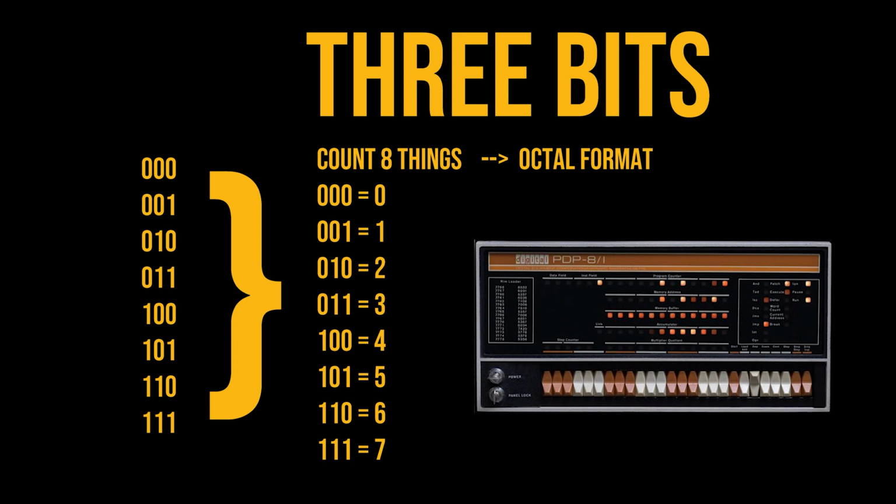And it's easier to write the number 7 than to write 1, 1, 1. So that's where octal comes from. It's just easier to write 3 bits as an octal value. 4 bits is hexadecimal. And here we have 4 bits.